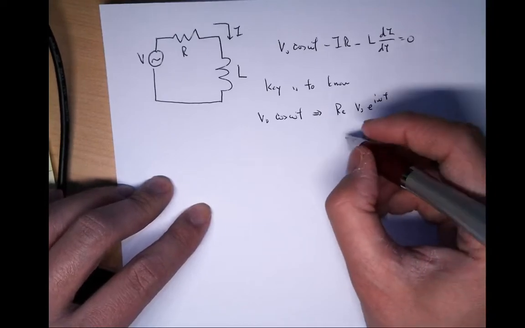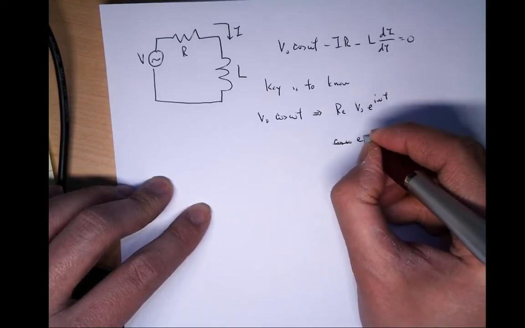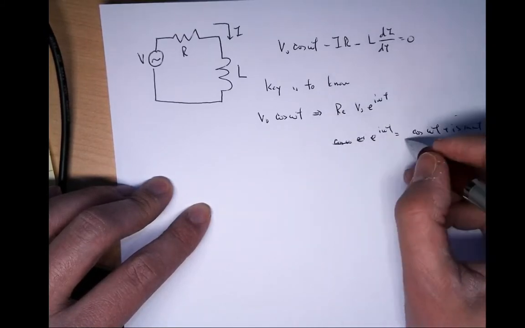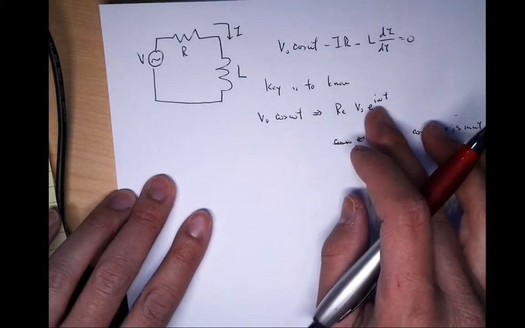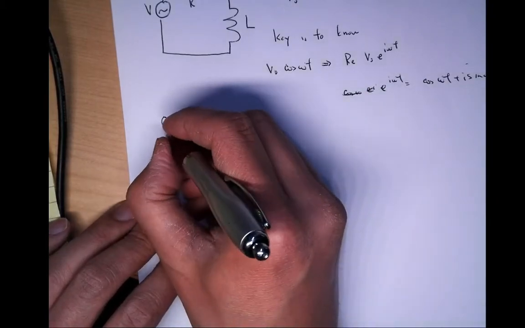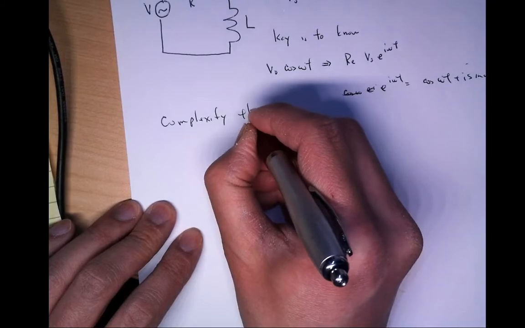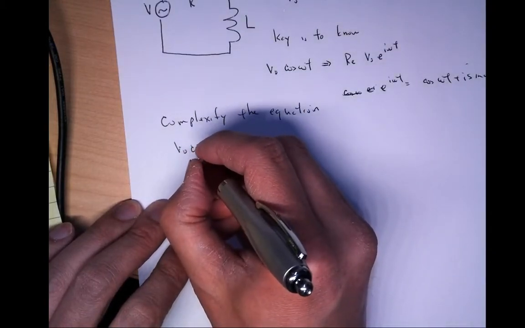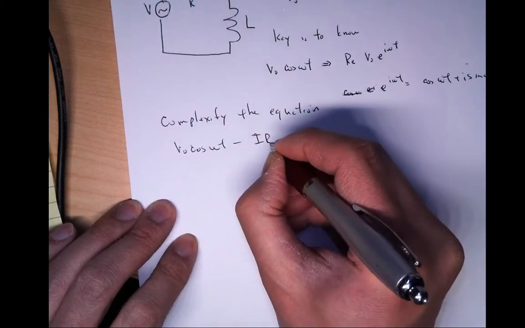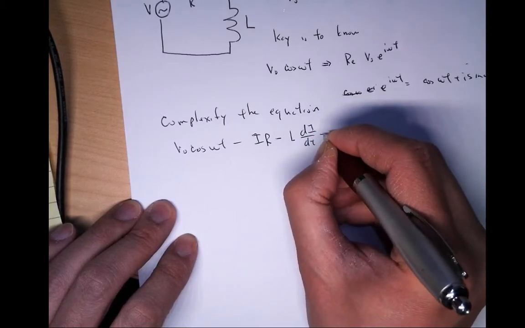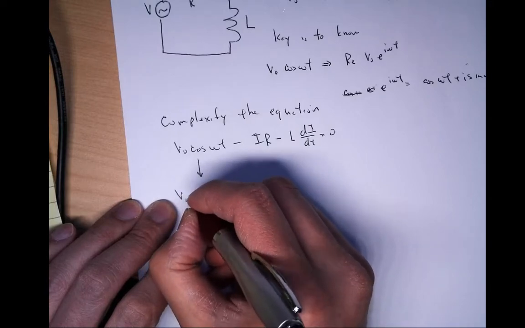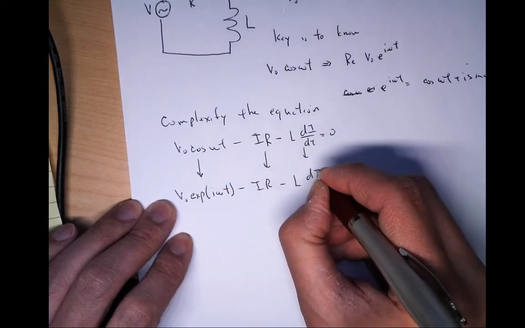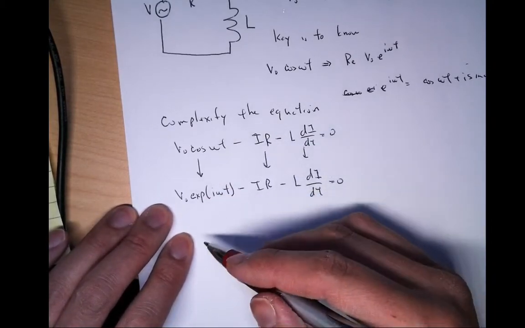Now that is a true statement because e to the I omega t is cosine omega t plus I sine omega t, right? So when you take the real part of that, it just gives you that cosine. Now, you just ignore that real part and complexify the equation. So the original one, V0 cosine omega t minus IR minus L di/dt equals 0, becomes V0 e exponent I omega t minus IR minus L di/dt. Now this is a very important trick, because once you do this trick, you can solve it.